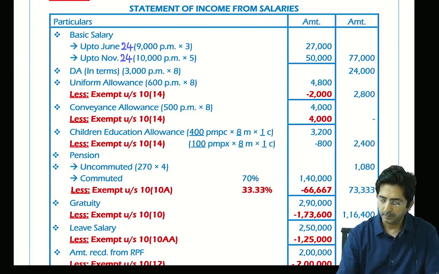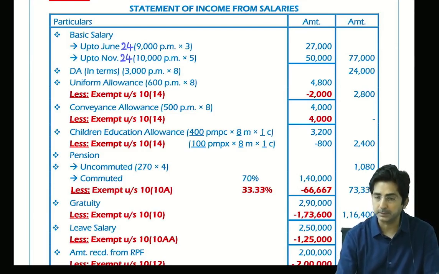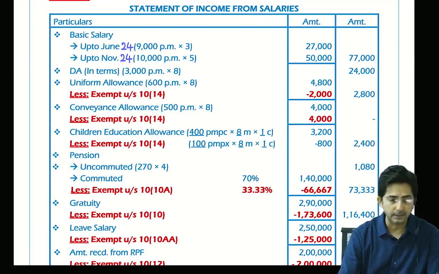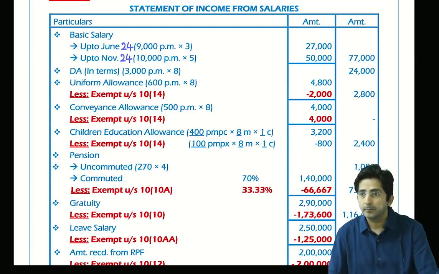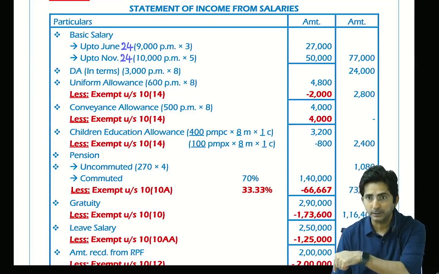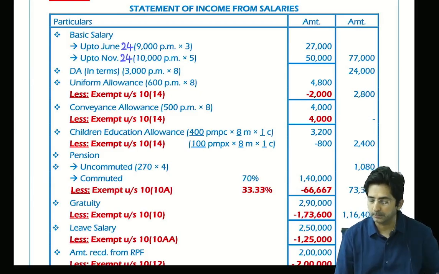And then commuted pension, it was 70%. And then why did I take 33.33% there? Because he has received gratuity. There is gratuity in the question. So you will take 33.33% and cross multiply. So outer column 73,333. Okay.